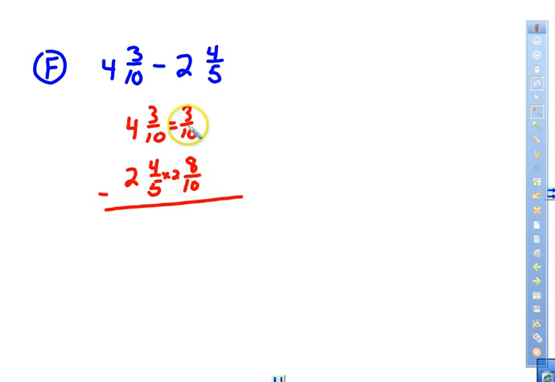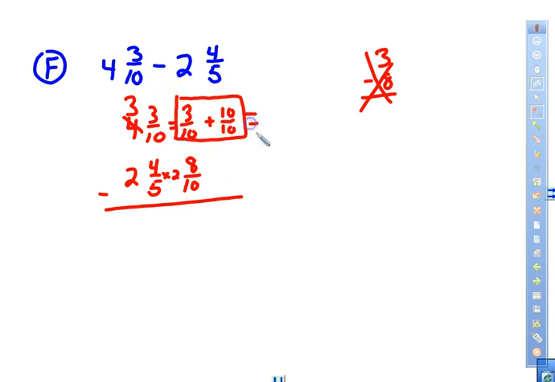Now we're going to try to subtract, and you see that we cannot subtract 3 minus 8. That would look like this, which we cannot do. We'd get a negative 5. So we're going to borrow 1 whole from the 4, which makes it a 3. And then we're going to add on to this what would equal 1 whole, which would be any number over itself. We are going to choose 10 because that gives us common denominators. We are adding these two fractions together to get 13/10. We're not changing it to 10/10. We're adding them together to what's already there.